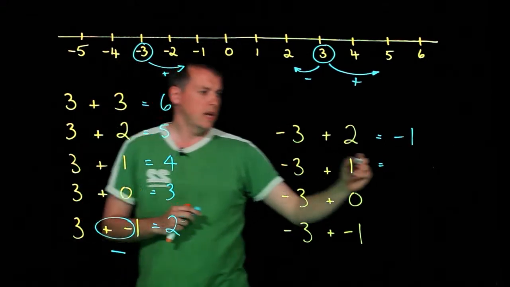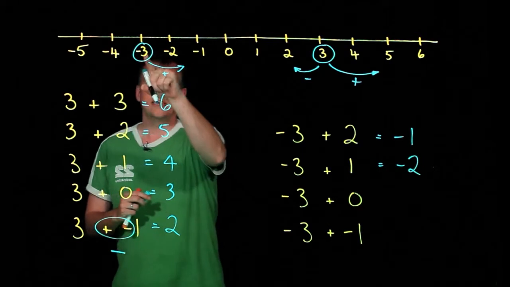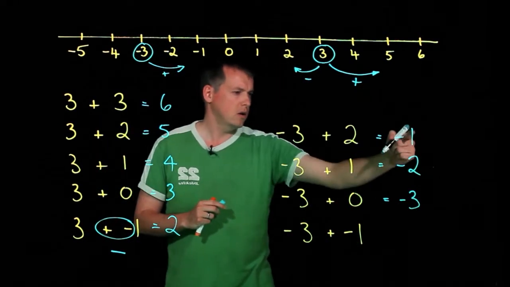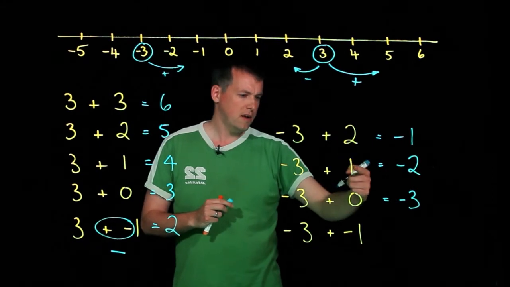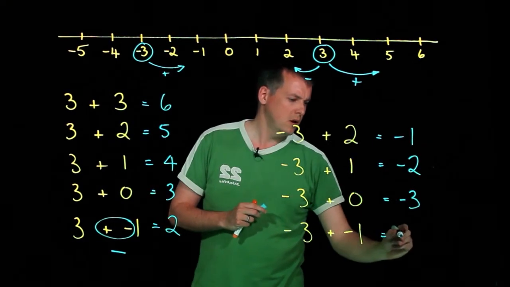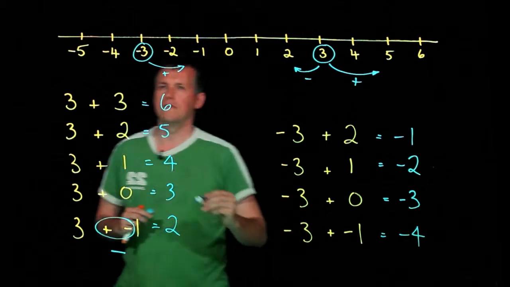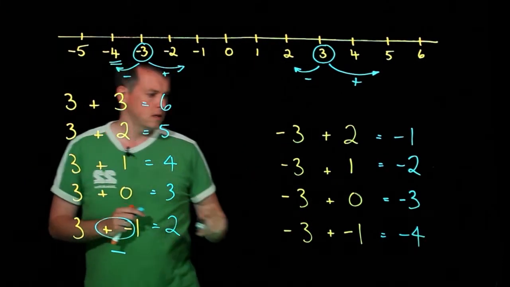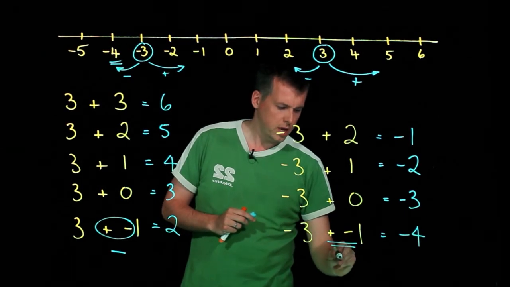-3 adding on 1 would take me to -2. Adding on nothing, I remain where I am at -3. And if we look at our solutions here, and the fact that we're adding on 1 less each time, I should end up at -4. And -4 is the same as just taking away 1.